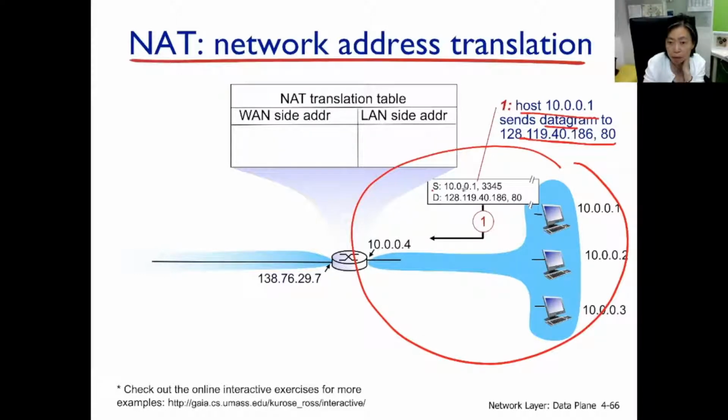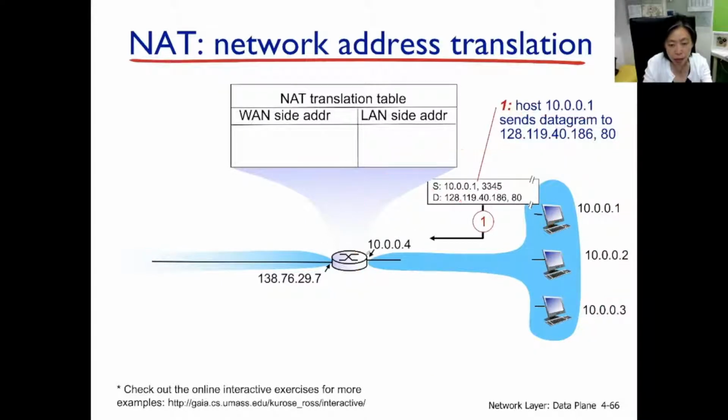Source IP being the fake IP. Source port number being the port the web browser is sitting on. Destination IP, the server's IP. Port number, the web server's port number. So that packet is going to reach the NAT box in the middle, and this is going to be replaced. This is going to be replaced.